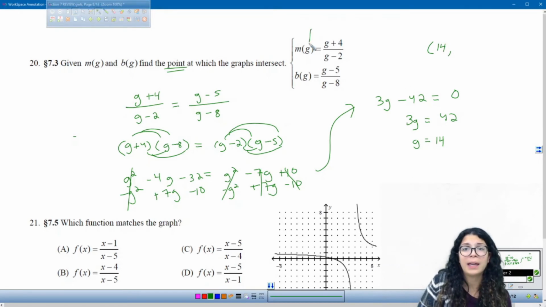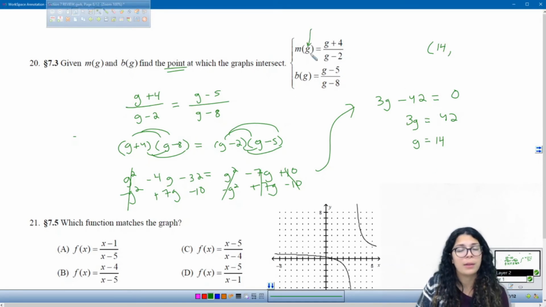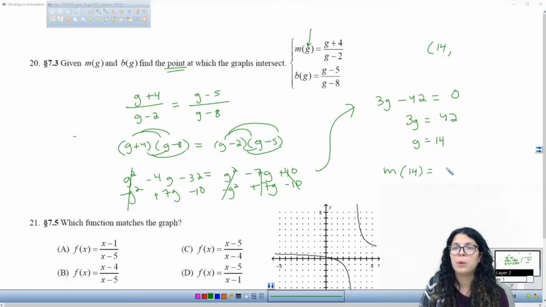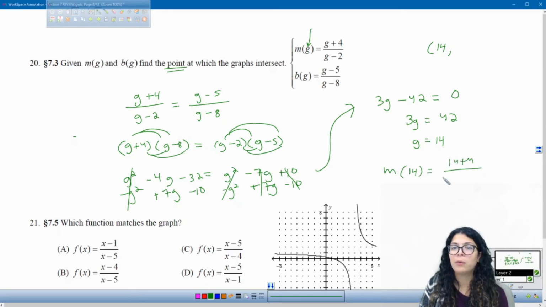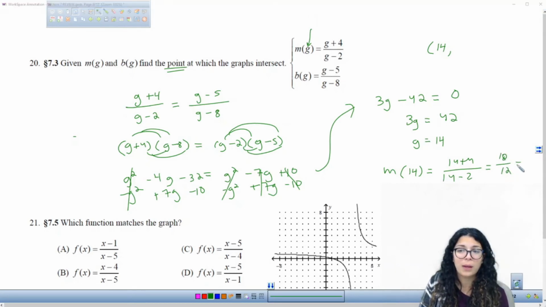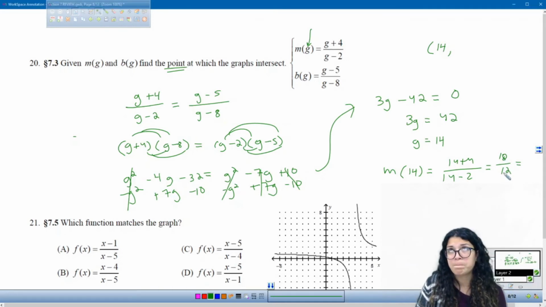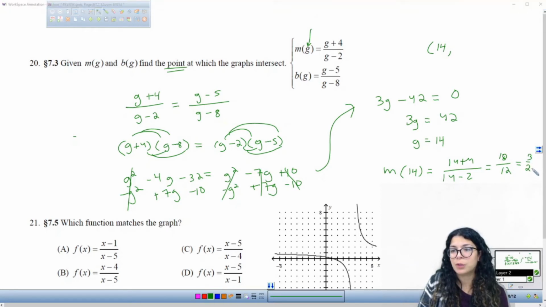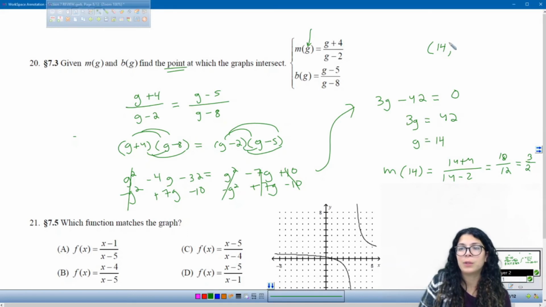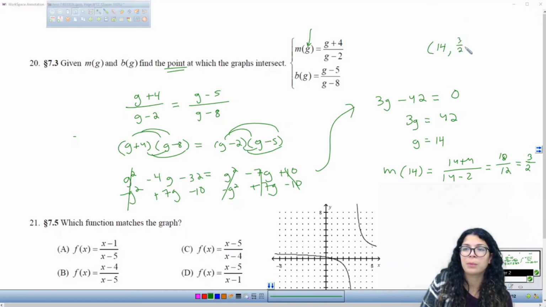We need to plug that input in to find the output. You could either plug it into m or into b. It doesn't matter. Okay, so I'm going to go ahead and plug it into m. m of 14 would be 14 plus 4 over 14 minus 2. Now 14 plus 4 is 18, and 14 minus 2 is 12. 18 over 12 would simplify if I divide by 6 on top and bottom. 18 divided by 6 is 3. 12 divided by 6 is 2. So we simplify to 3 over 2. So input 14, output 3 over 2.